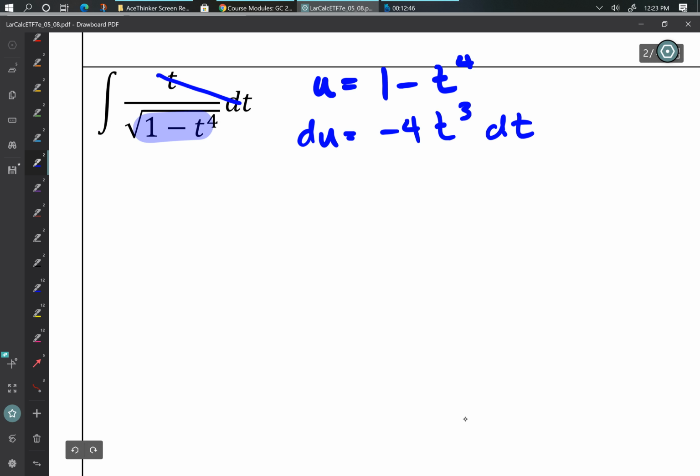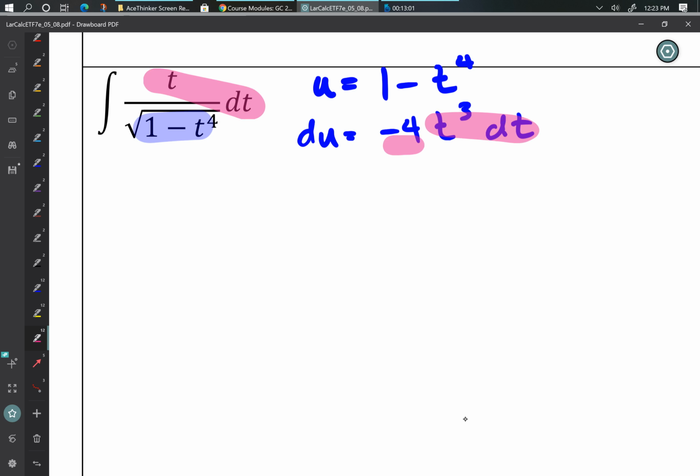oops, wrong one. I wanted the highlighter. You think by now I'd have figured this out. Okay? This is not the t cubed part of that. I mean, I can deal with the coefficient. That's not an issue. We figured out how to deal with coefficients.